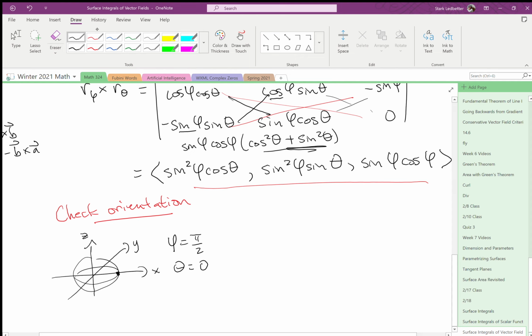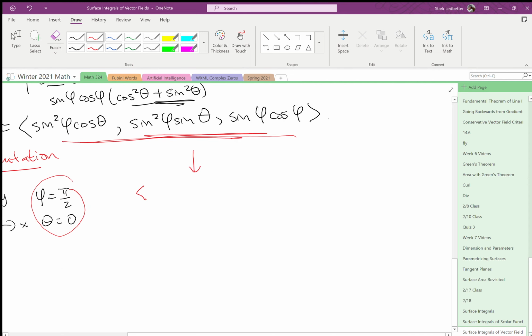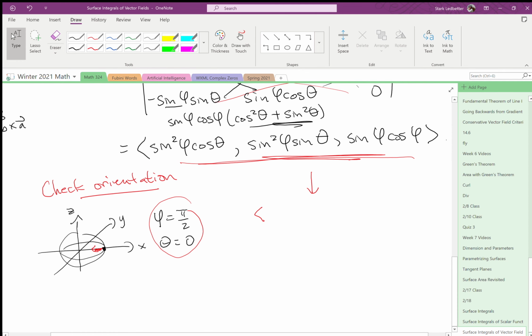So flowing into, meaning I want the vector to point this way. Let's just check what direction this vector points in. If I sub in phi equals pi over 2 and theta equals 0, sine of pi over 2 is 1, and cosine of 0 is 1, so I get 1, comma, sine of pi over 2 is 1, sine of 0 is 0, so that's 0. Sine of pi over 2 is 1, cosine of pi over 2 is 0, so 0. So this vector, as is, actually points the other way.